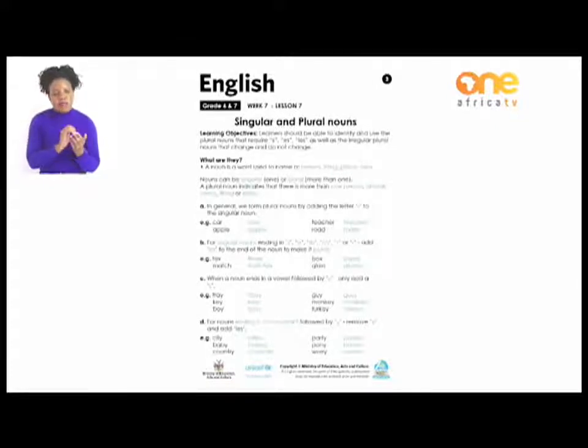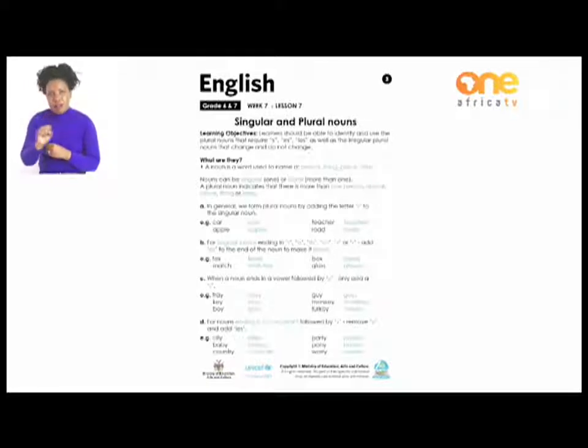What are plural nouns? A noun is a word used to name a person, a thing, a place, or idea. Nouns can be singular, one, or plural, more than one. A plural noun indicates that there is more than one person, animal, place, thing, or idea. In general, we form plural nouns by adding the letter S to the singular noun. For example, one car, 2 cars. An apple, 4 apples. One teacher, 5 teachers.